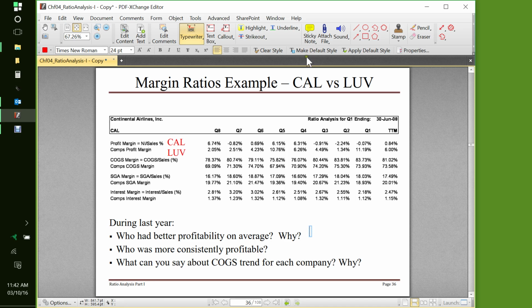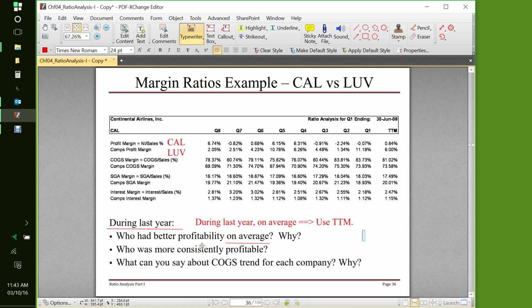Okay, and note here, we're saying during the past year, and I'm saying also on average. Okay, during the past year, on average, this implies to me that we should be using the TTM ratio. So we're going to look at the TTM ratio for this.